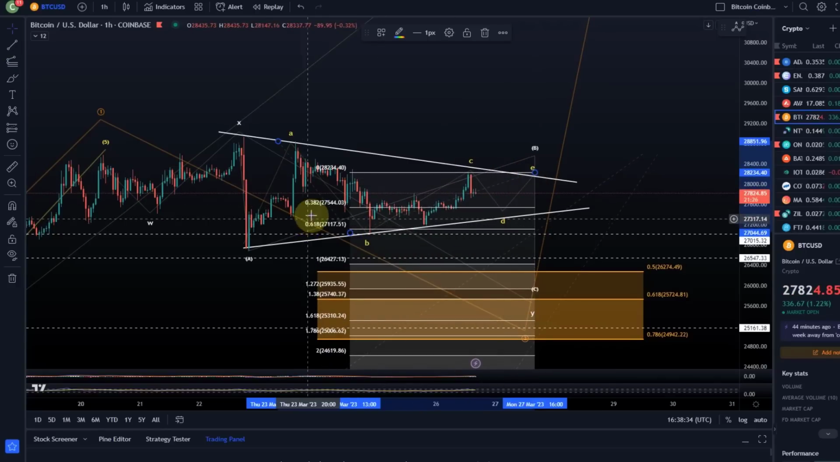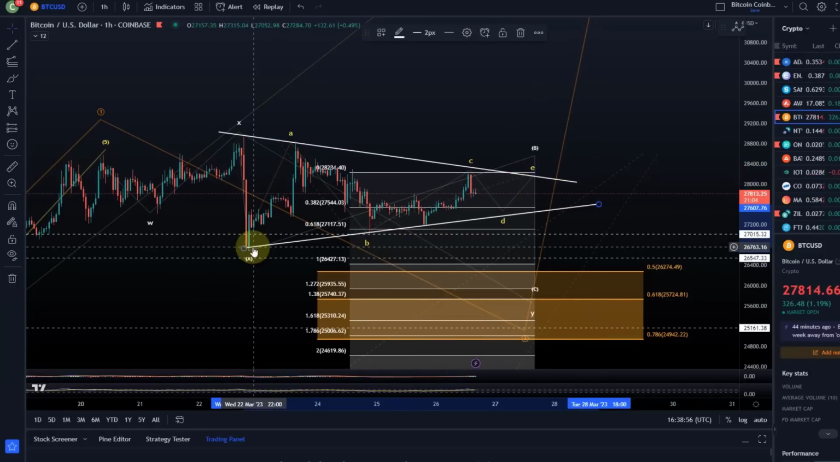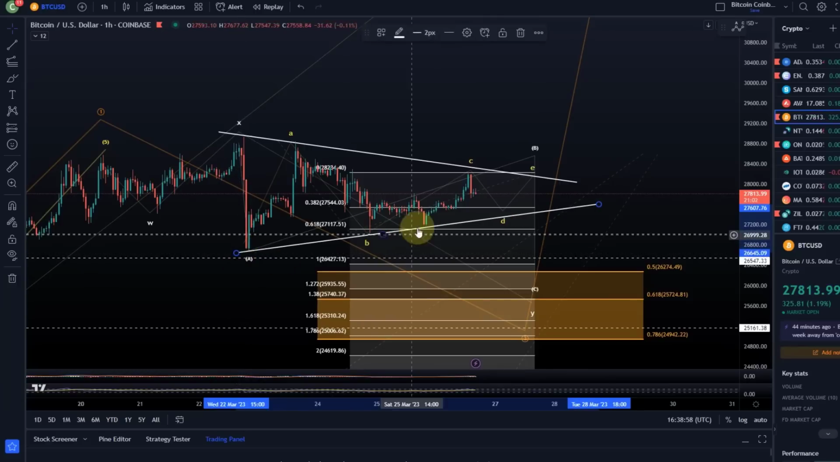And what typical targets do we have? Well, the first one would be 27,544. That is the 38.2 Fibonacci extension, the first one I'd be looking out for. The second one would be the 61.8 Fib extension at 27,117. I would also not rule out that it finds some support at this ascending trend line, which I'm going to draw a little bit clearer now.